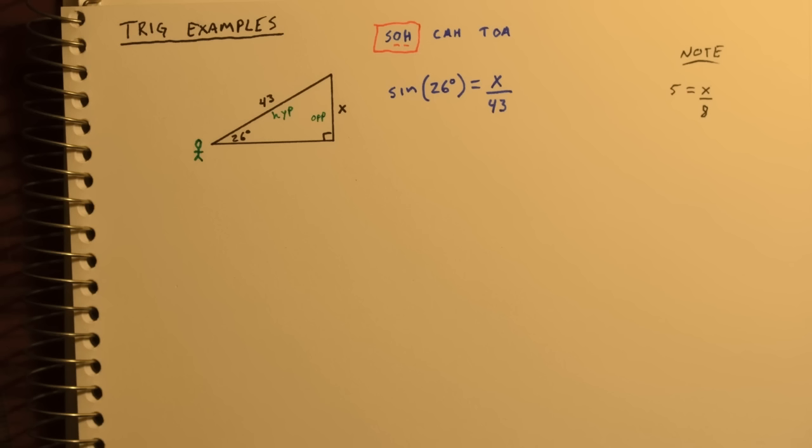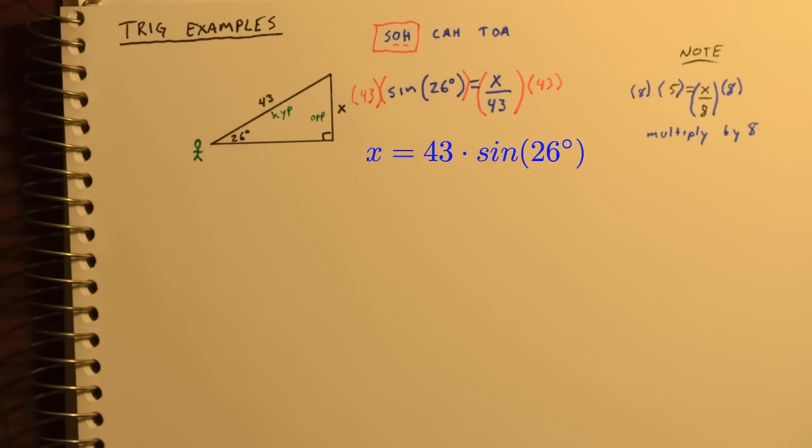If you have equations in that same general format, like 5 equals x over 8, the way that we solve for x is by multiplying by 8 on both sides. And so we'll do the same thing for our trig equation. If it's something equals x over 43, we'll multiply both sides by 43 to get a final solved equation. X is 43 times the sine of 26 degrees. And then it's time to pull out a calculator.